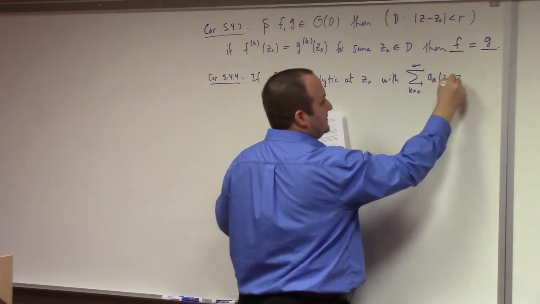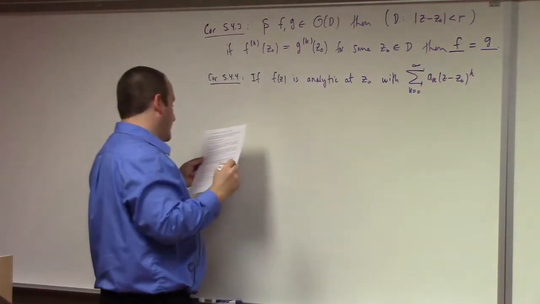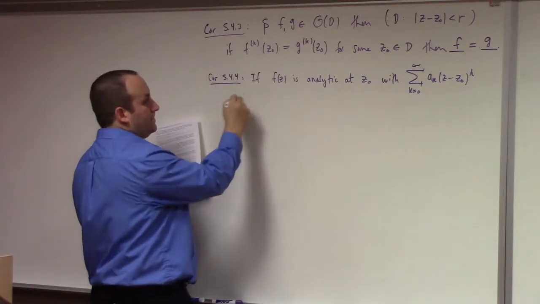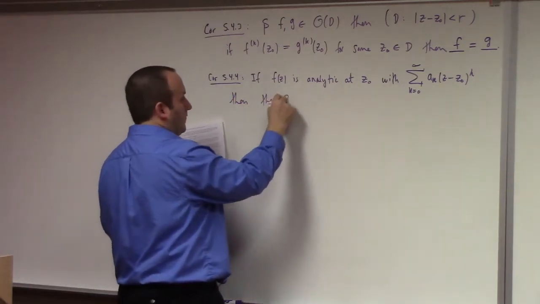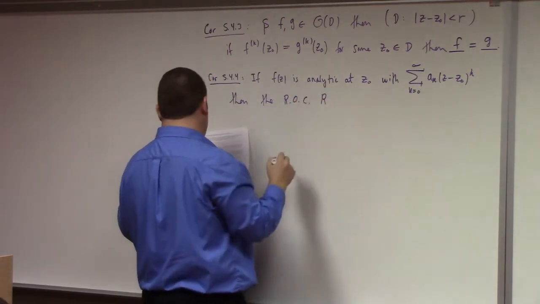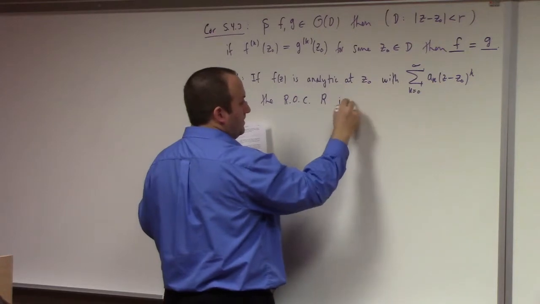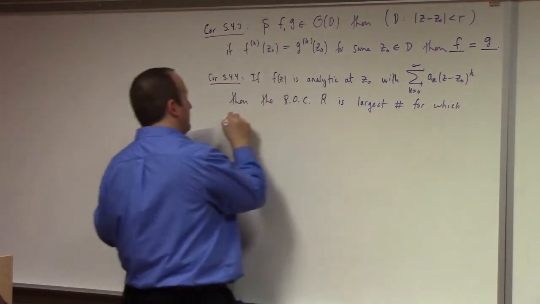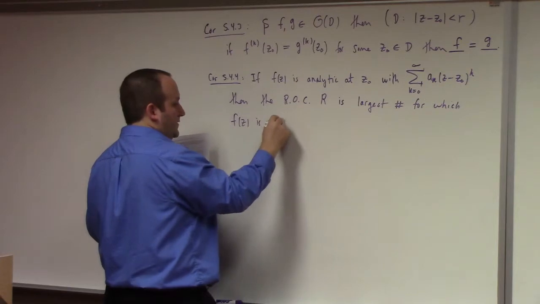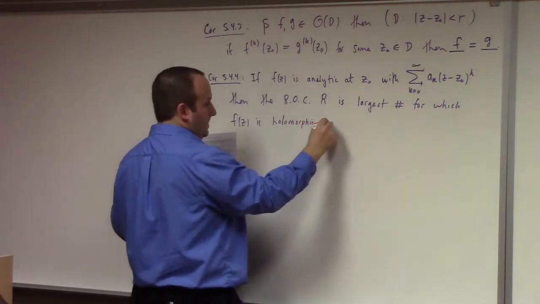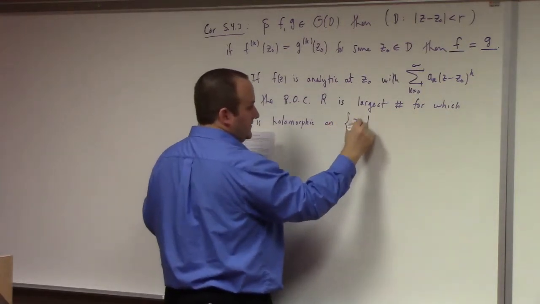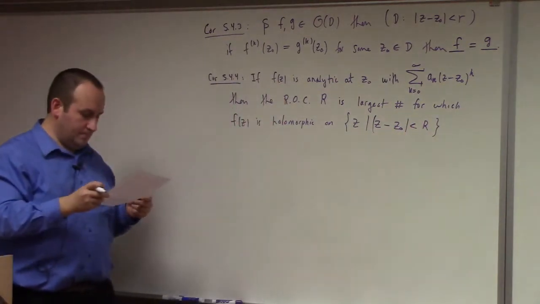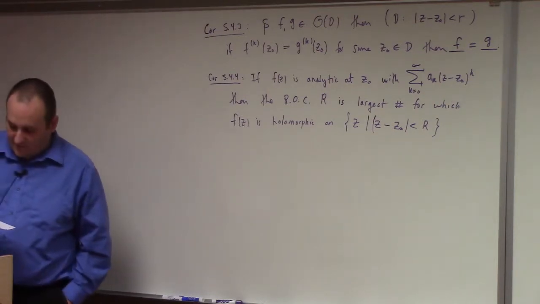The sum of a sub k times z minus z0 to the k. Then the radius of convergence of the power series is the largest number r such that f of z extends to be holomorphic on the disk. It is the largest number for which f of z is holomorphic on the disk of z such that the modulus of z minus z0 is less than r. All right? And that power series converges normally on the disk of convergence, all right?